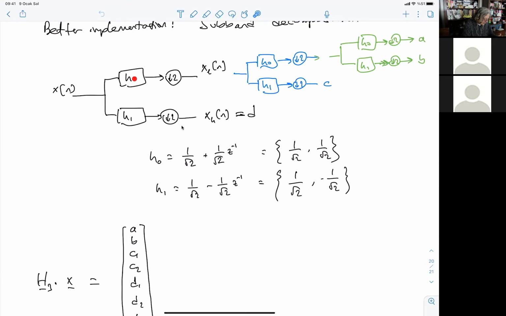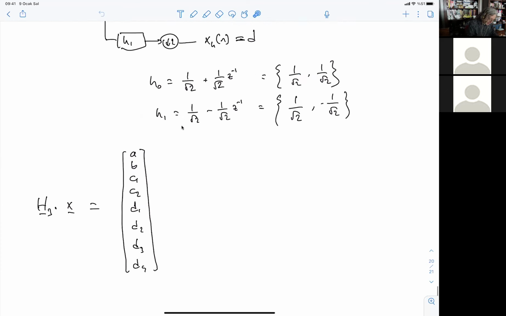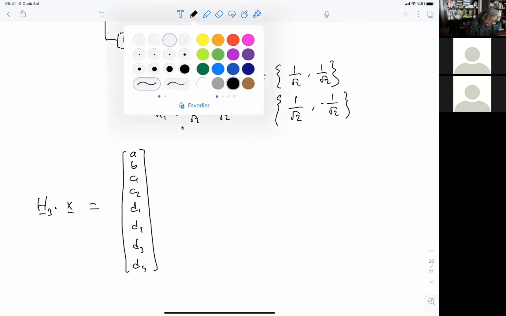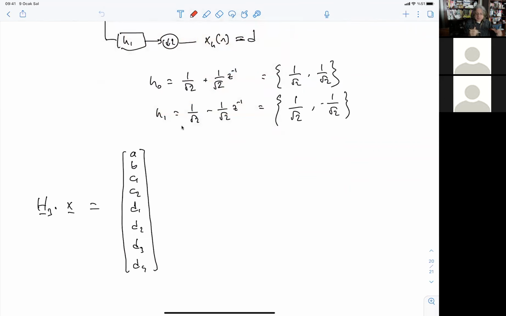So these H0 and H1 and their corresponding reconstruction filters, G0 and G1, they will be named, and their design is an issue that must be handled very carefully. But let me show you how reconstruction of one band is done. It is quite simply this: H0 and downsampling, and H1 and downsampling.